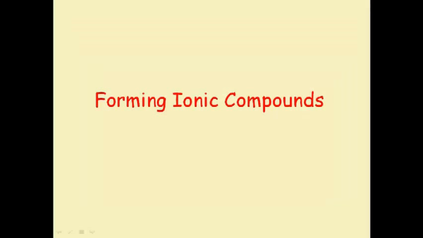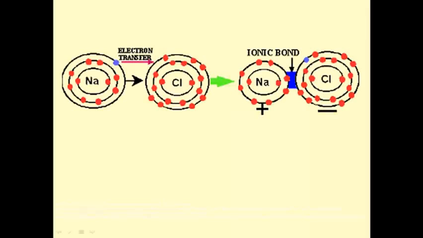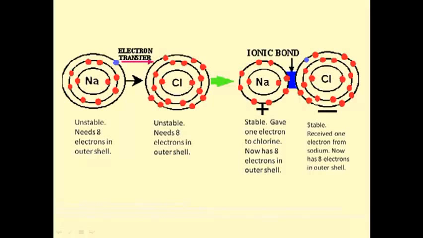Forming ionic compounds. Ionic bonds form when metals lend electrons to nonmetals. It's important to know and understand Bohr models so that you can understand this type of bonding. When 2 atoms get close together, their valence electrons interact. If the valence electrons can combine to form a low-energy bond, a compound is formed. Each atom in the compound attempts to have the same stable number of valence electrons as the nearest noble gas.